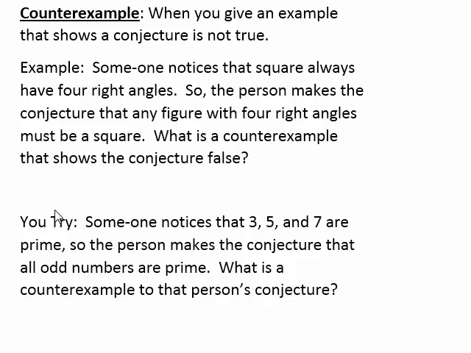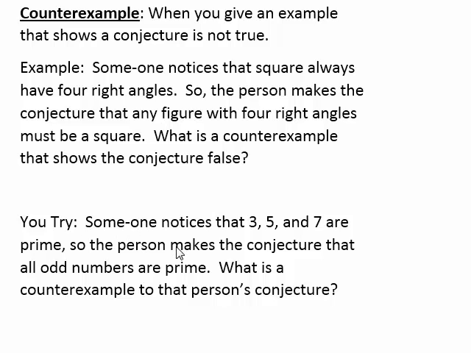So we're trying to figure out an example that has 4 right angles but is not a square, because that's going to break that person's conjecture, because they're saying, hey, a figure, if it has 4 right angles, it has to be a square. Well, you know what? I can think of a figure that has 4 right angles but isn't a square. A good counterexample would be a rectangle, because a rectangle has 4 right angles but it is not a square. At least not always.